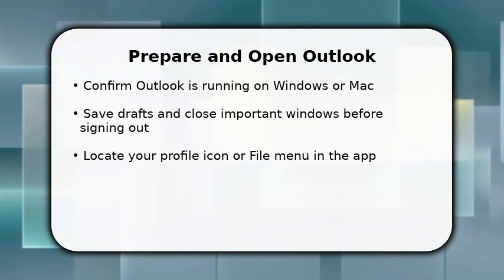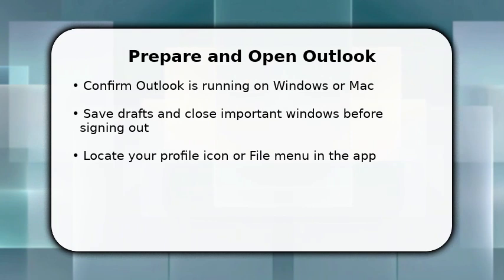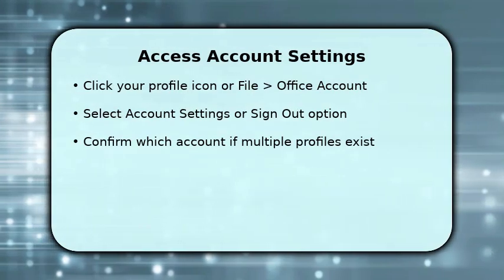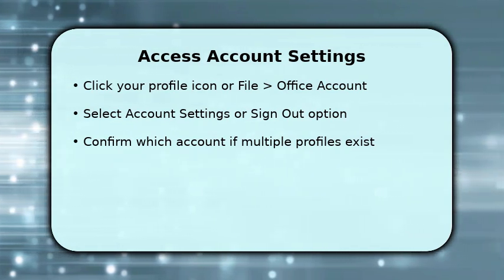Make sure to use the desktop app. Web sign-out is different, and prepare to follow 2 clear clicks to reach account controls. Next, click the Profile avatar or go to File, then Office Account. This shows linked accounts and settings.